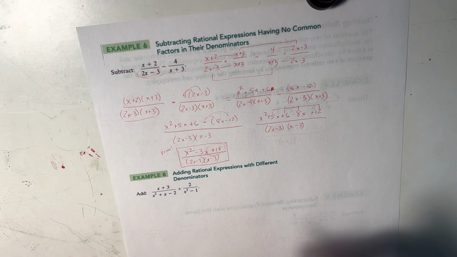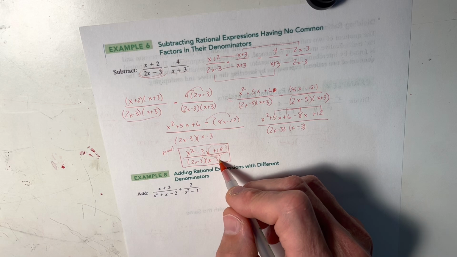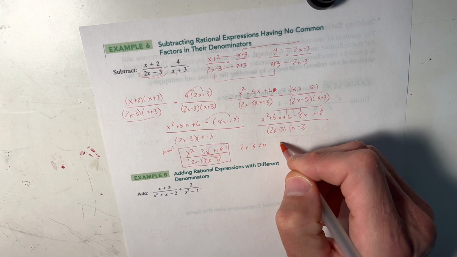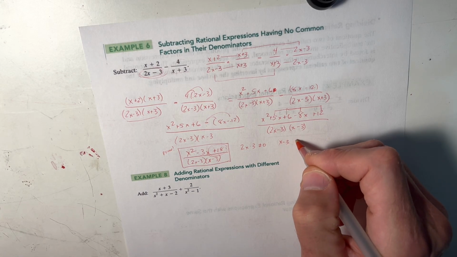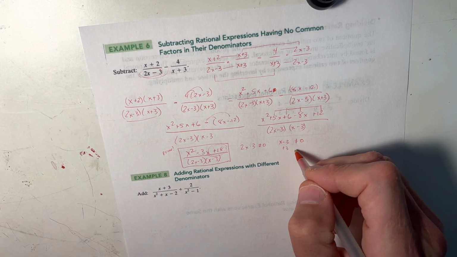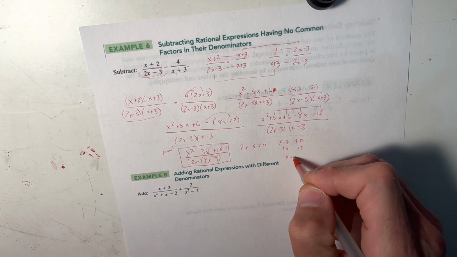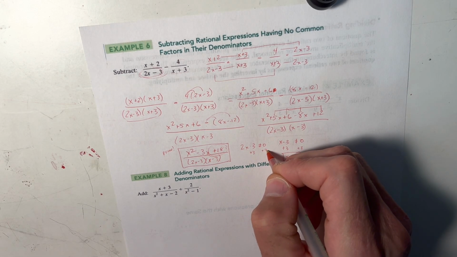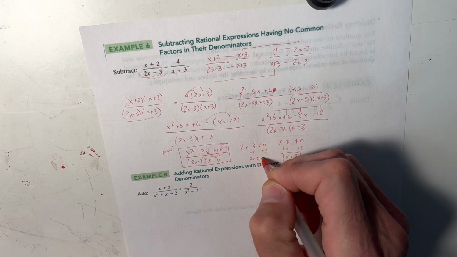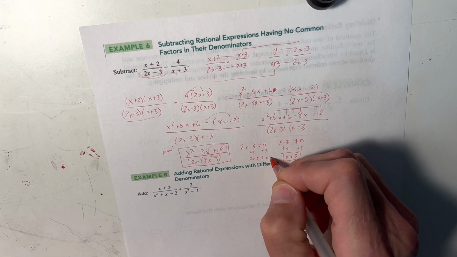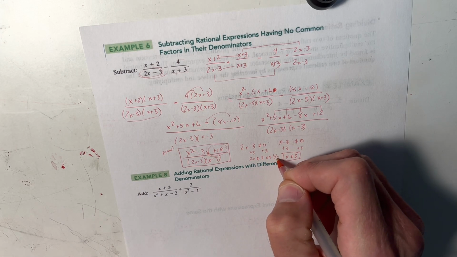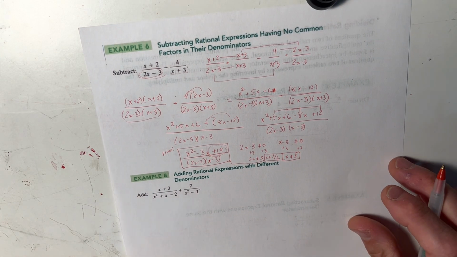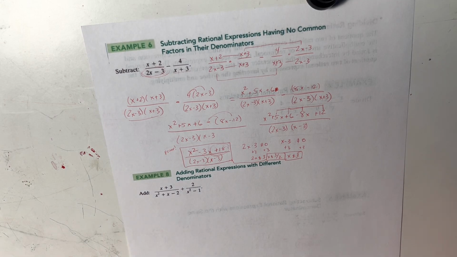Yeah? Okay, so let's go ahead and find our domain restrictions. 2x minus 3 cannot equal 0, and x plus 3 cannot equal 0. Subtract 3 from both sides: x cannot equal negative 3. Add 3 to both sides: 2x cannot equal 3, or x cannot equal 3 halves. So now we have our domain restrictions and our simplified fraction, and we're all done.